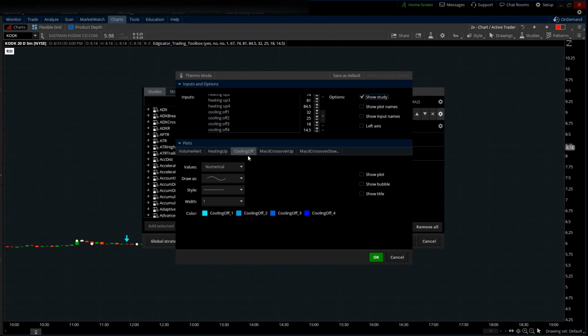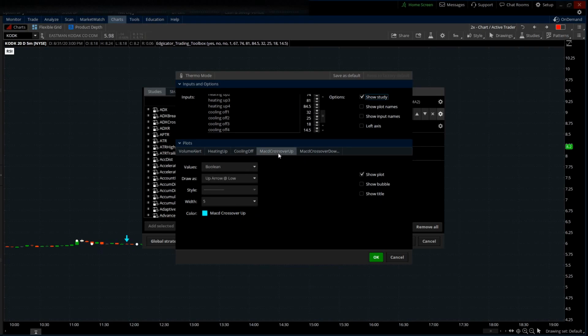And then we have the cooling off, same thing. You can change the colors, cooling off 1, 2, 3, 4, which is basically the oversold levels, and you can change those colors so that they change based on the values when the RSI reaches these particular values.